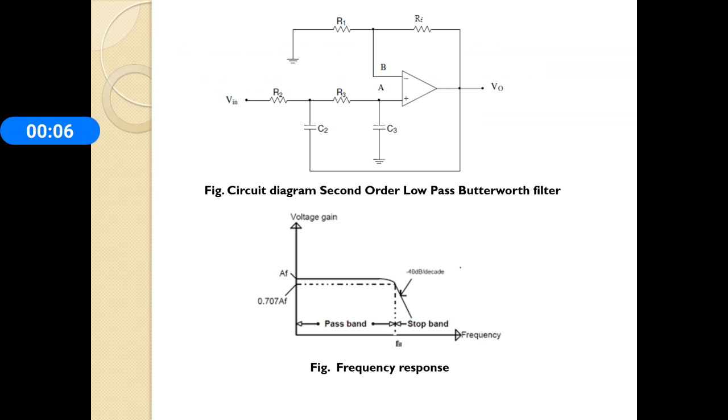Hi friends, today we are going to discuss the second order low pass Butterworth filter. This is the circuit diagram of the second order low pass Butterworth filter, and the lower one is the frequency response of the same filter.